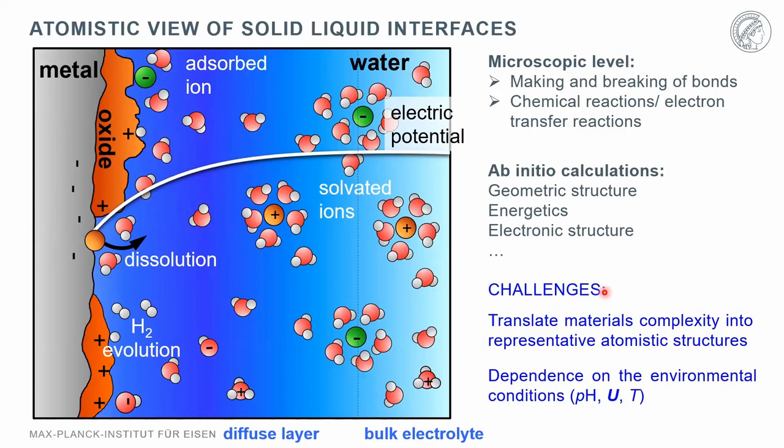When we are thinking about an electrochemical environment, we would like to describe the dependence on environmental conditions, which are typically pH and electrode potential. Temperature may play a role. And what I will focus on today is mostly how we deal with the electrode potential. So what we would like to describe is this potential drop directly at the interface. Then there is the regime which is more of an exponential decay, the so-called diffuse layer. This is not something we will look at here, and then eventually we go to the bulk electrolyte. So this is what we would like to see.